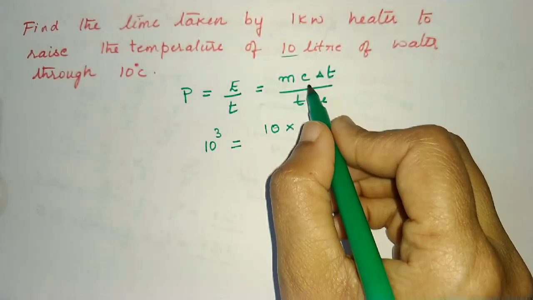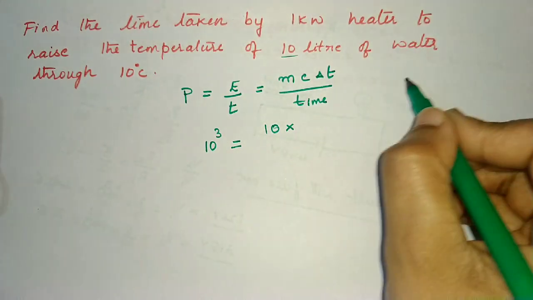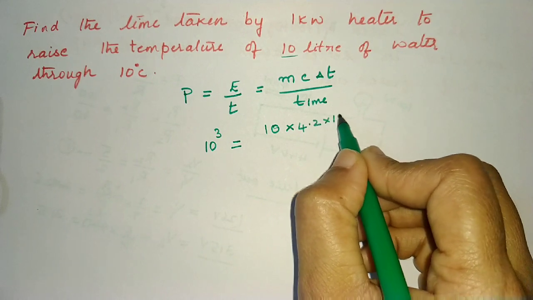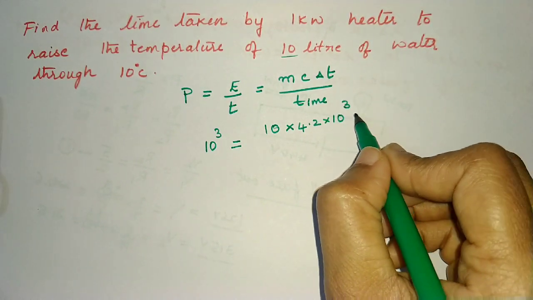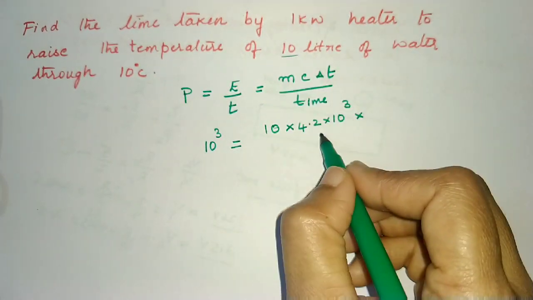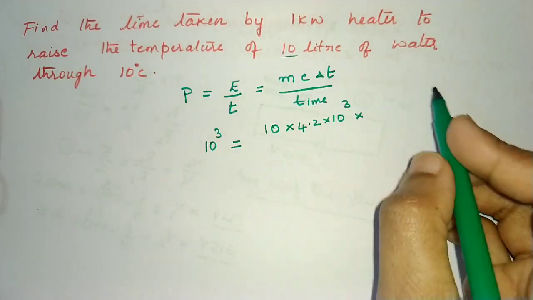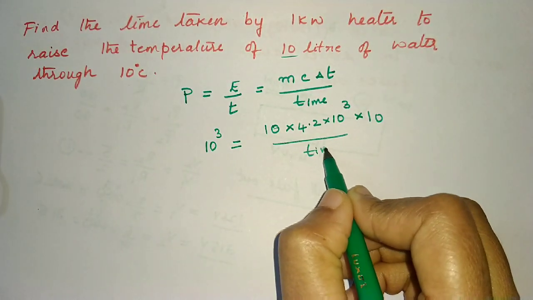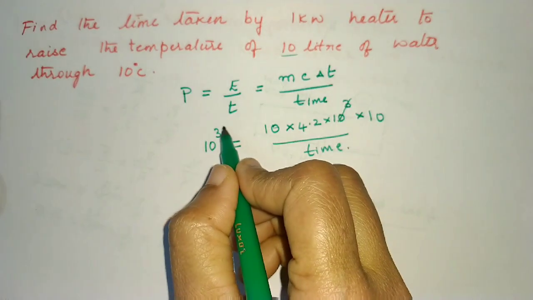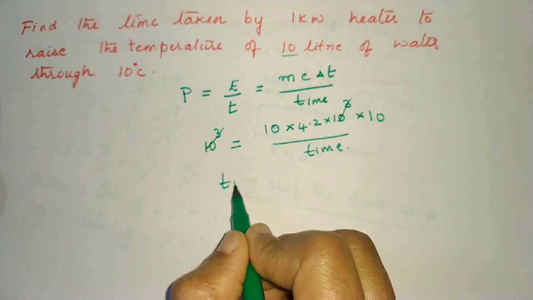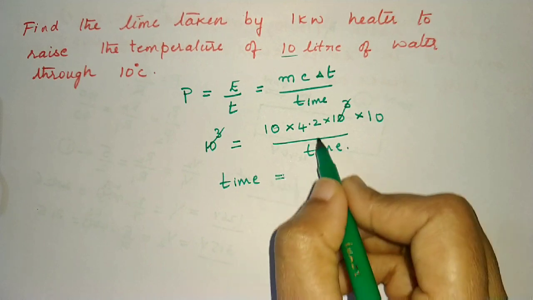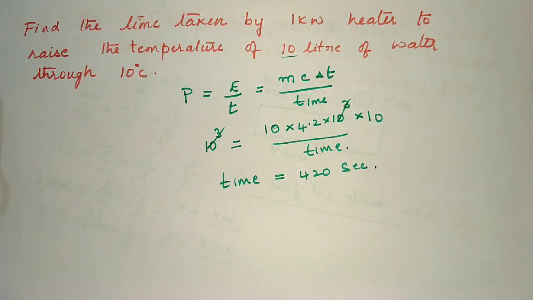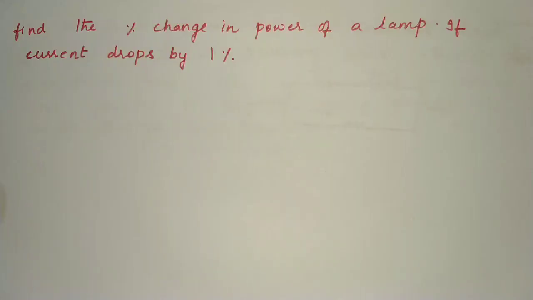We know the specific heat of water in calories is 1. If I convert it into joules, it's 4.2 into 10 to the power 3, multiplied with the rise of temperature. This is the specific heat of water into 10. What is the rise of temperature? 10, divided by the time taken. So 10 to the power 3 and 10 to the power 3 will anyway get cancelled. So what is the time taken in seconds? It is 420 seconds.